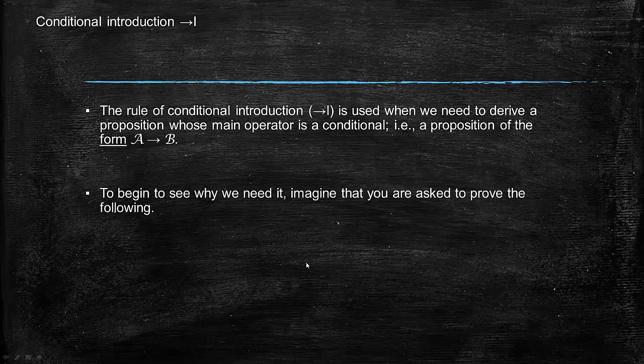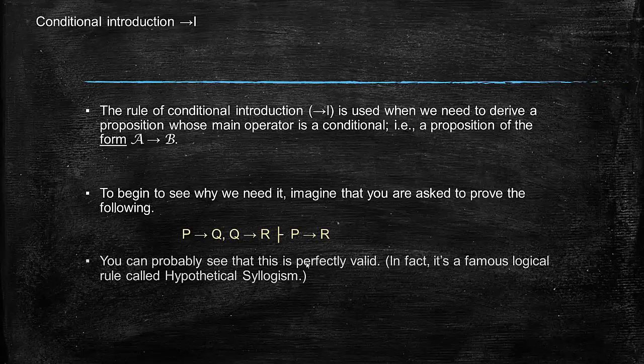So to begin to see why we need a rule like this, imagine that I were to ask you to prove this. If P, then Q. If Q, then R. Therefore, if P, then R. Now you can probably see that this is perfectly valid. In fact, it's a famous logical rule called hypothetical syllogism, which we'll use eventually.